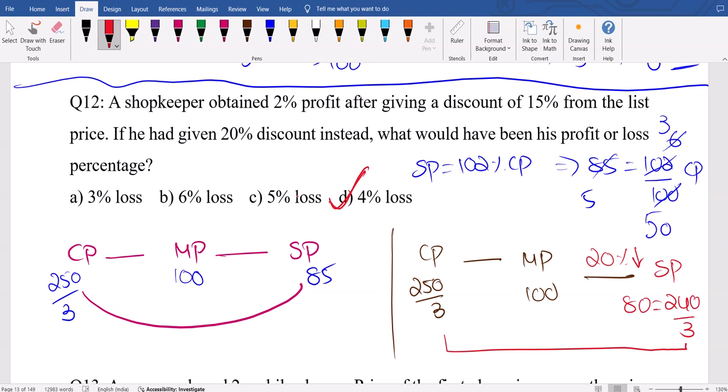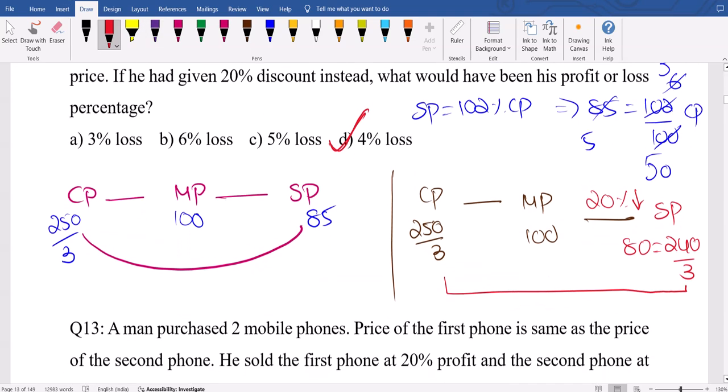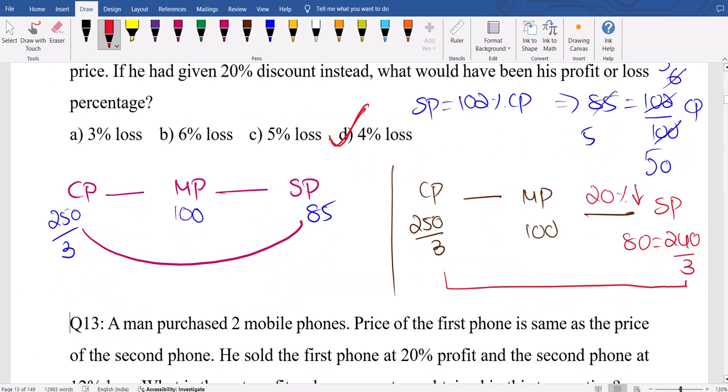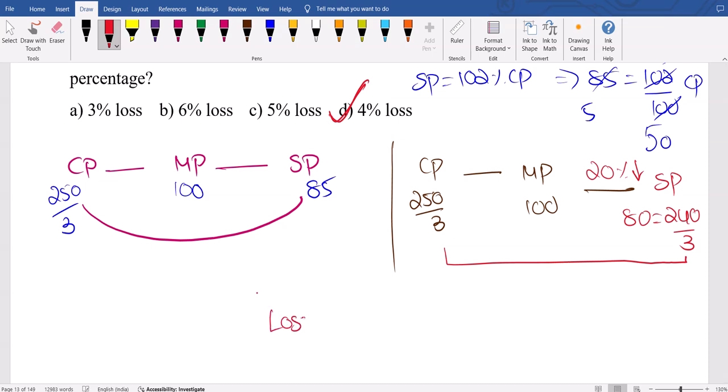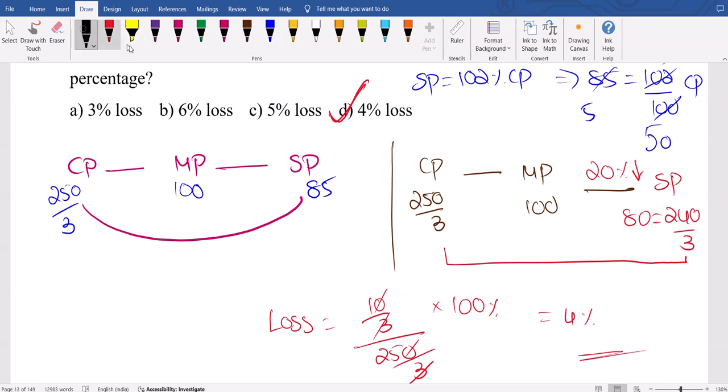You can take it simply like that also: 250 becomes 240, 10 loss. 10 divided by 250 we have to take. Loss or profit we have to calculate with respect to cost price. So loss percentage: loss is 10 by 3, cost price 250 by 3. That is why this 3 has no more effect. Into 100, this 0 cancels, 100 divided by 25, which is nothing but 4% loss.